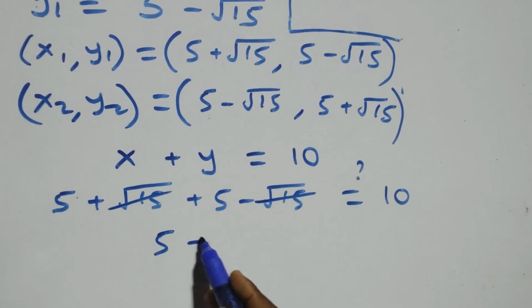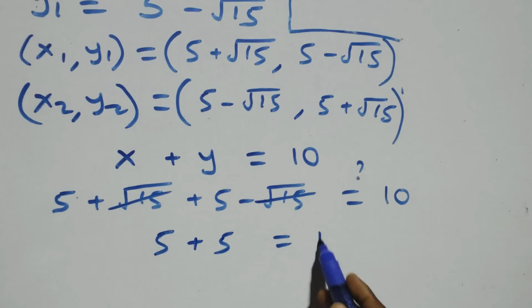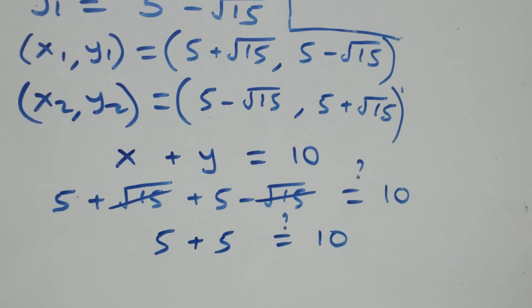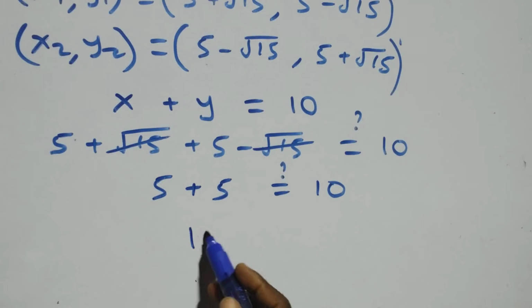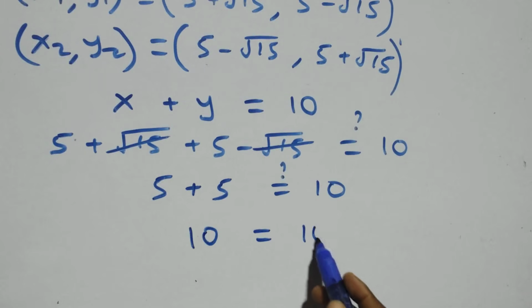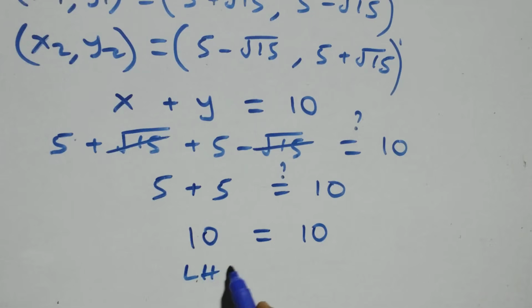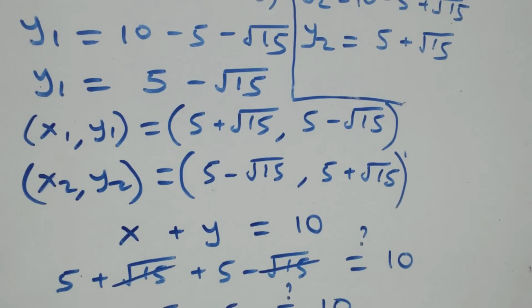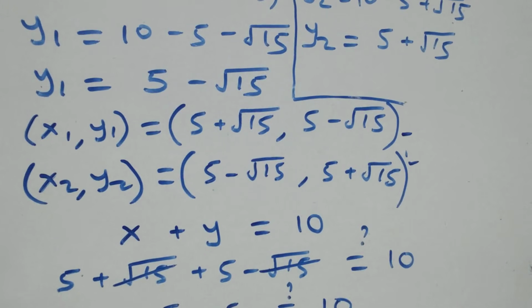We are left with 5 plus 5. Is it equal to 10 on this side? Then 5 plus 5, that's 10, equals 10 from here. Left hand side equals the right hand side. And therefore, these two solutions here satisfy the first equation.